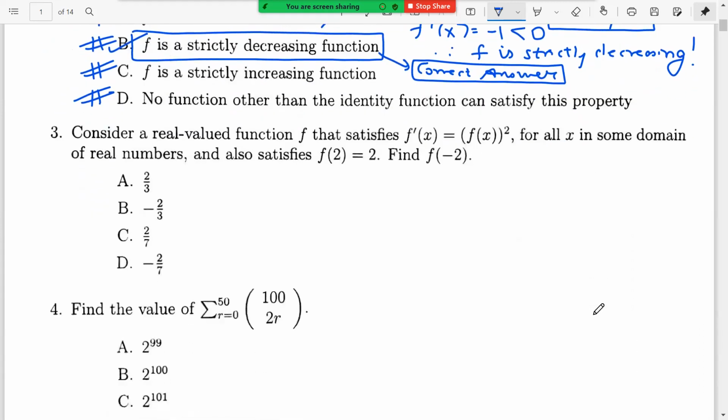Okay. And then I intend to look at the last question for this particular lecture, after which we are going to stop. This is question number 3.